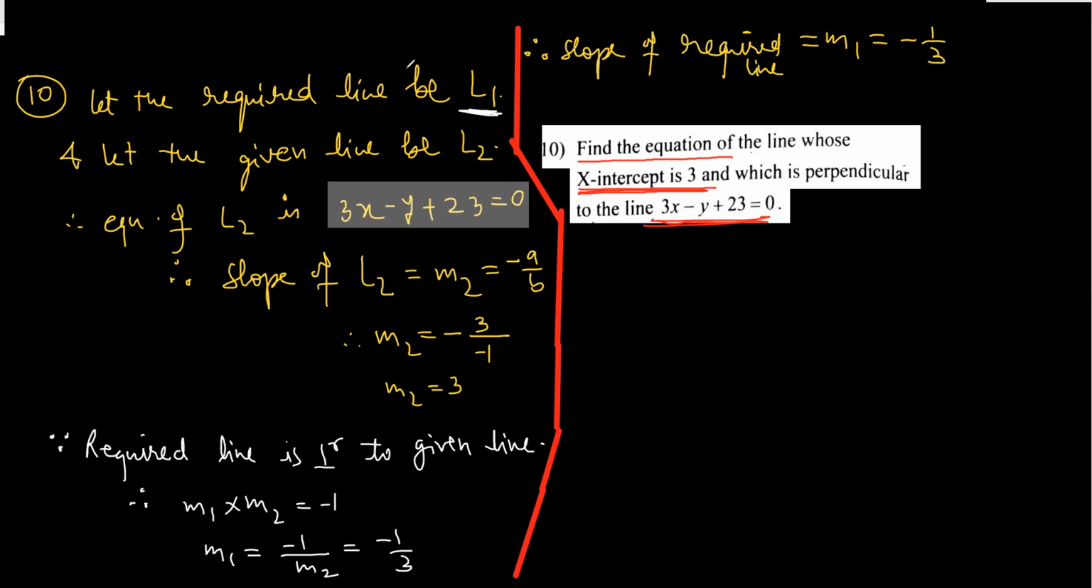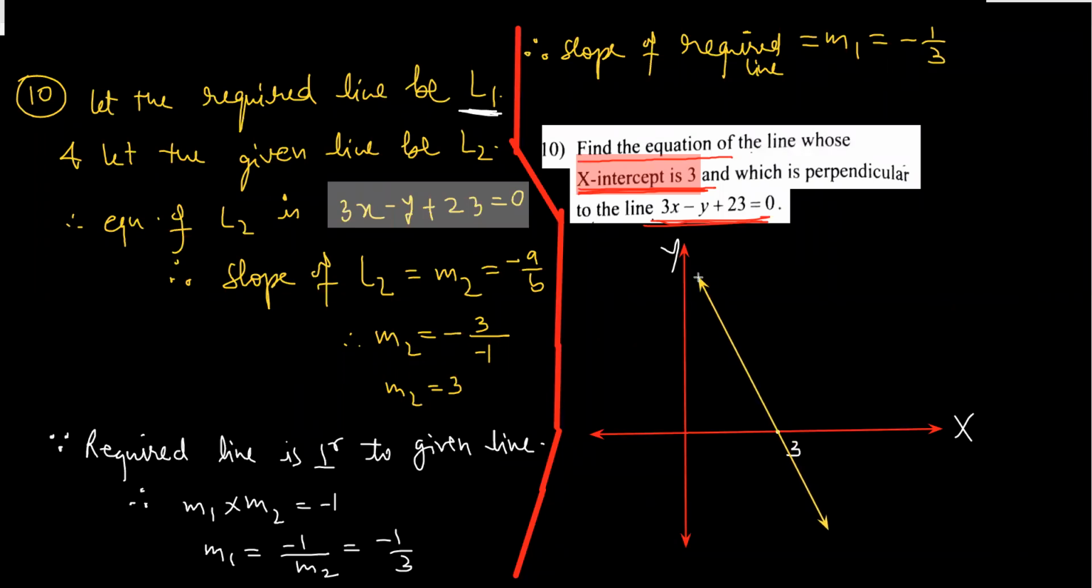See, my dear students, they are saying that the x-intercept of the line is 3. Find the equation of the line whose x-intercept is 3. If the x-intercept is 3, what does it mean? It means the line is cutting the x-axis at 3. This is your x-axis, this is the y-axis, and the line is cutting the x-axis at 3 like this.